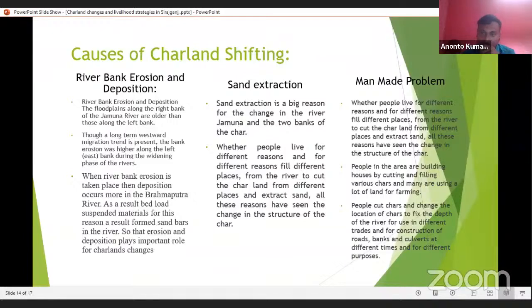Man-made problems. People live in different regions, and for different reasons they cut the char land from different places and extract sand. This region has seen changes in the structure of the char. People in the area are building houses, cutting and filling various chars, and using a lot of the land for farming.